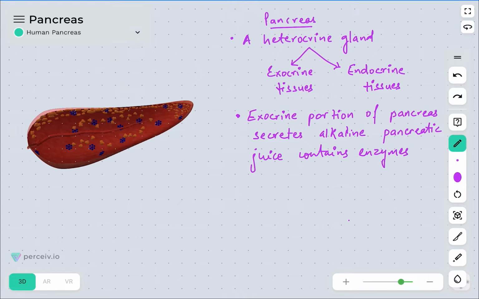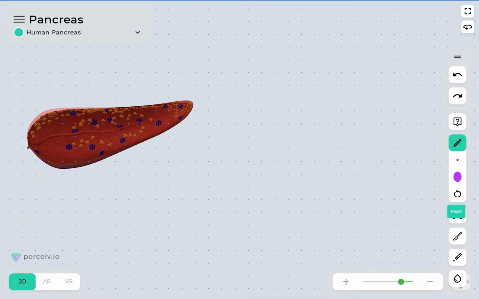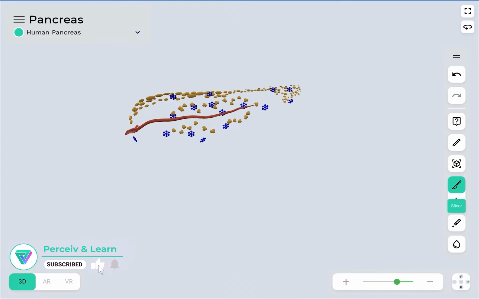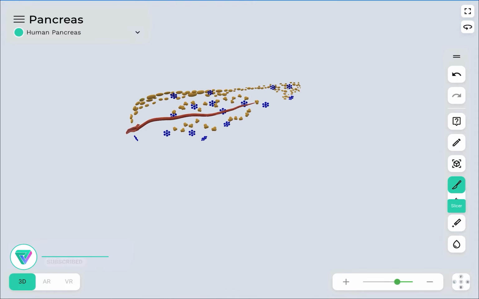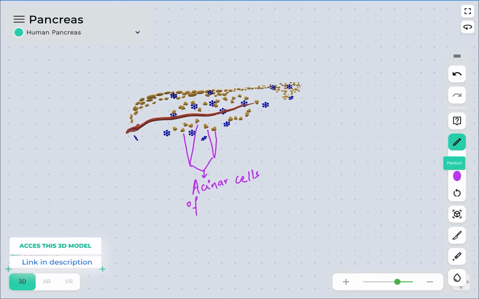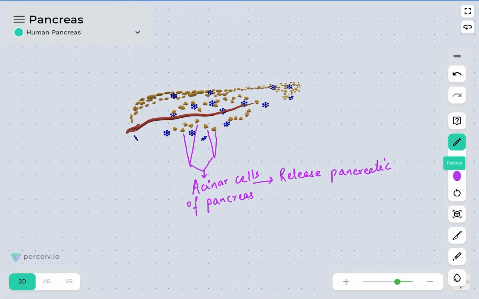Now, if I show you in the figure the location of the pancreas by bringing this model to the center, you can see that there are various components and dot-like structures and cells present. These yellow structures are considered to be acinar cells of the pancreas, and these cells are ultimately responsible for releasing the pancreatic juice. They release pancreatic juice, which is filled with digestive enzymes.